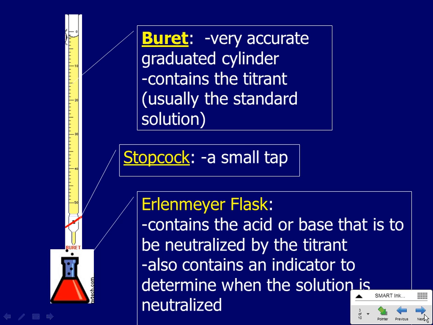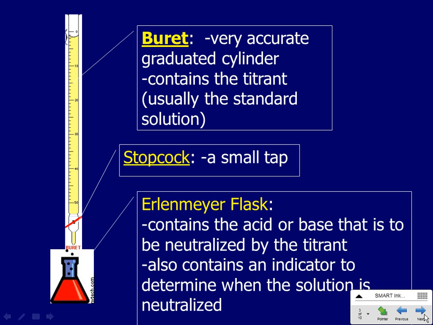So the burette contains the standard solution, the one that you know very well. The Erlenmeyer flask contains the solution you don't know. And we essentially add an indicator. In this case, we're going to add phenolphthalein. And when we end up with a neutralized solution, the indicator will change color and we will stop.